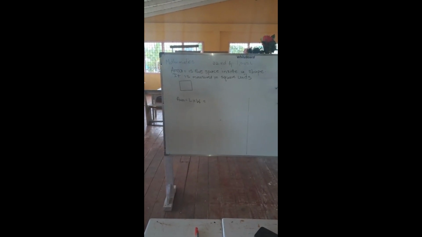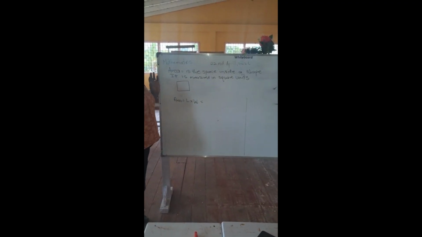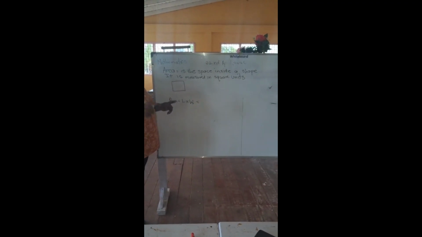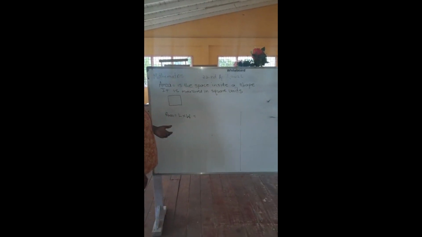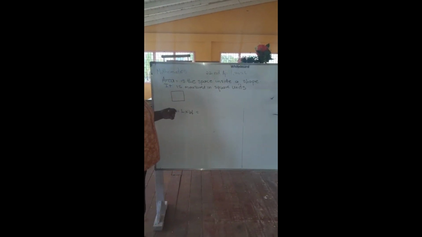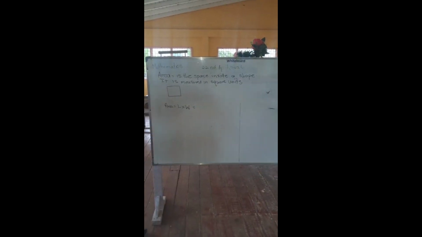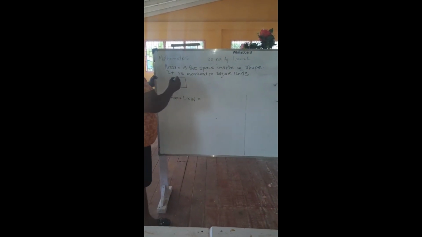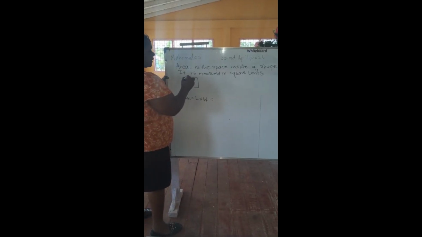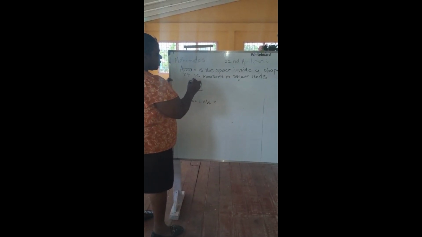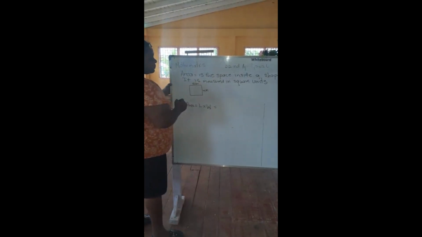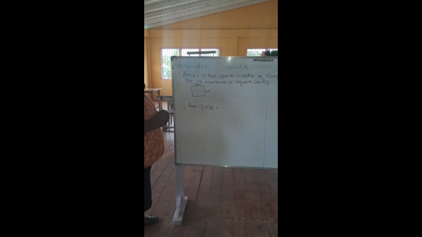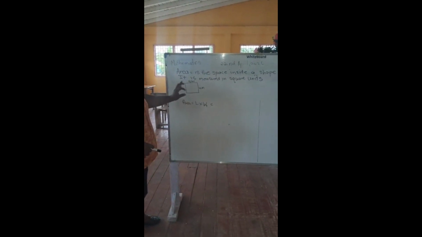So now we're going to look at area. We're going to work area on the board and then we're going to demonstrate it on the geoboard. So here we have area is the space inside a shape. It is measured in square units. So here we have a square. One side is 4 cm, 4 cm. All right? So we have 4 cm, 4 cm each side, it's a square.